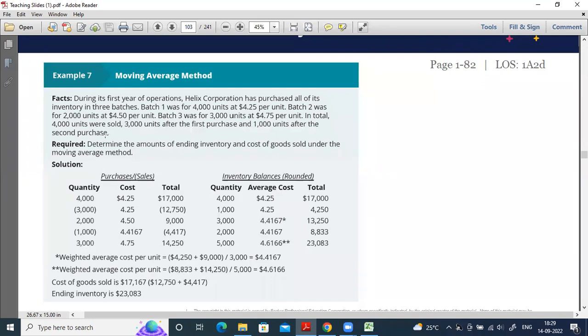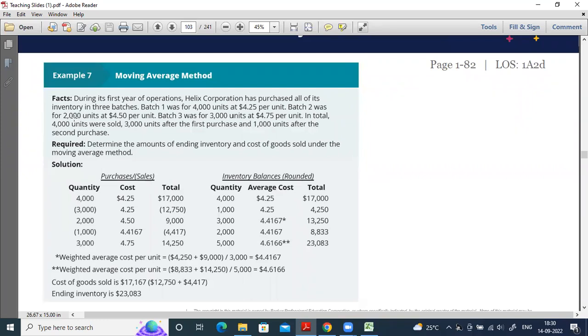Now how we need to deal in case of moving average? So 3,000. Now because already you have the first cost per unit same 4.25, 12,750. So out of 4,000, we sold 3,000. Then the balance will be 1,000, 4.25, 4,250. Is that clear about this 3,000 transaction? Yes, sir. Now the actual concept starts.